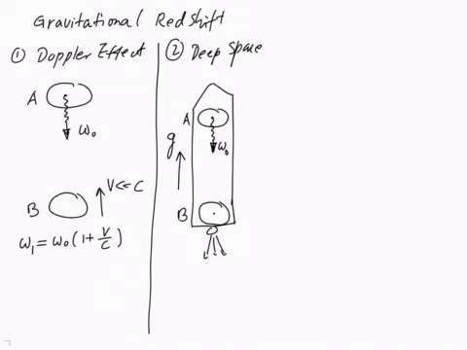But since the entire rocket is accelerating, before the light actually reaches B, B has already gained additional speed. Let's assume the distance between A and B is h. The light travels from A to B, which takes time T equal to h over c.